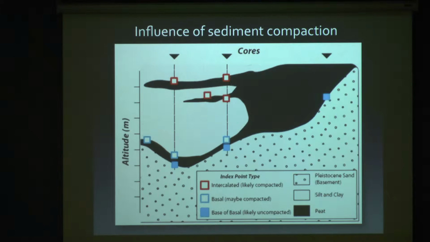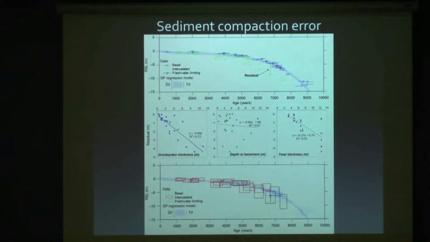On the next slide, I'll show you some measurements related to sediment compaction, such as overburden thickness, which is the thickness of the unit lying above an index point, the depth to basement, which is the thickness of the sedimentary unit to the incompressible surface, and the total thickness of the sedimentary sequence, and how we can use relationships between these samples and basal index points to correct for, or at least account for, the effects of sediment compaction.